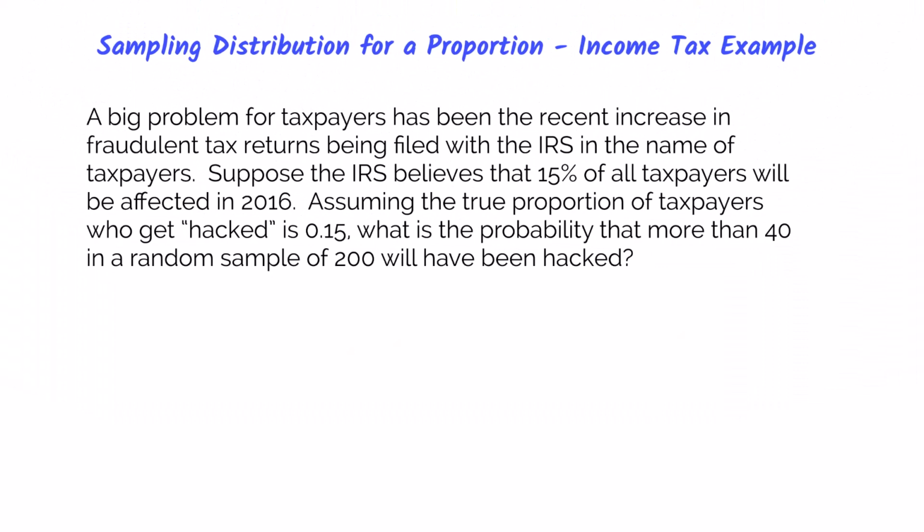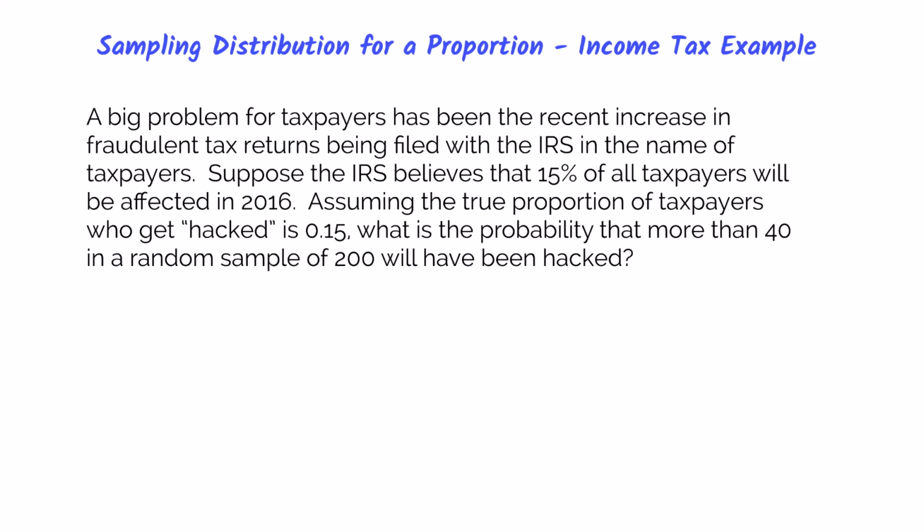So let's look at an example problem. A big problem for taxpayers has been the recent increase in fraudulent tax returns being filed with the IRS in the name of taxpayers. Suppose the IRS believes that 15% of all taxpayers will be affected in 2016. Assuming the true proportion of taxpayers who get hacked is 0.15, what is the probability that more than 40 in a random sample of 200 will have been hacked?